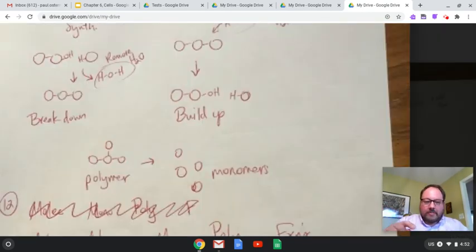So there you see the polymer made of many monomers linked together. Through hydrolysis reactions, you break the bonds and you create these monomers. And then through dehydration synthesis, you put the monomers back together and create new polymers.